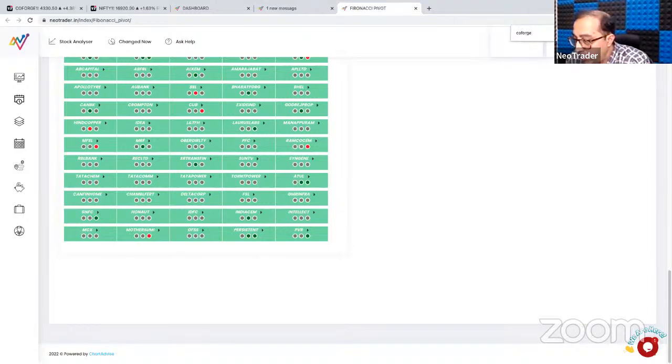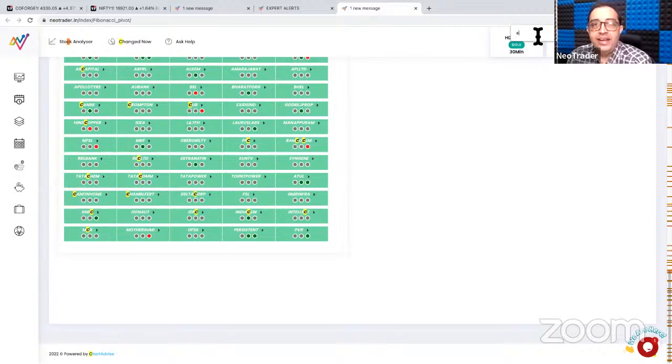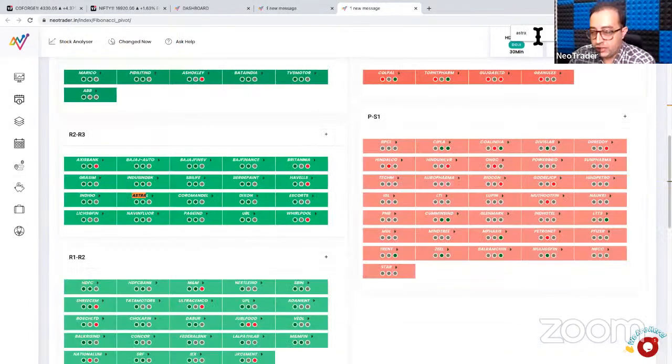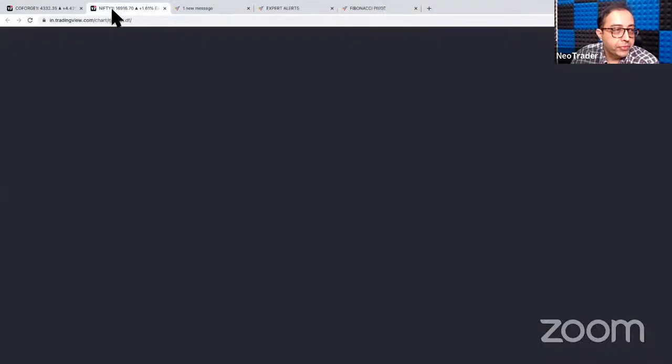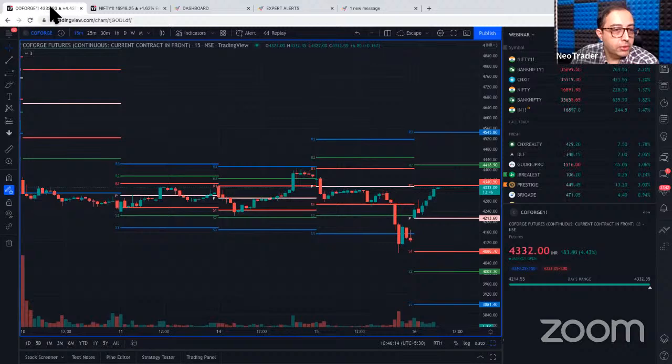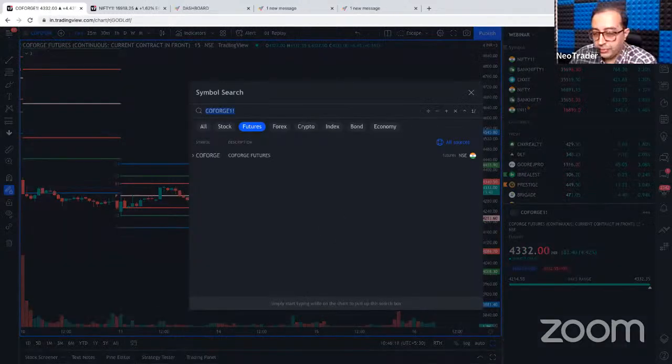Okay, so let me go down to some questions. Any view on Astral? Let's take the help of our pivot points itself, and let's see where Astral is. Astral is at R2 to R3, right? When you take a look here, R2 to R3.